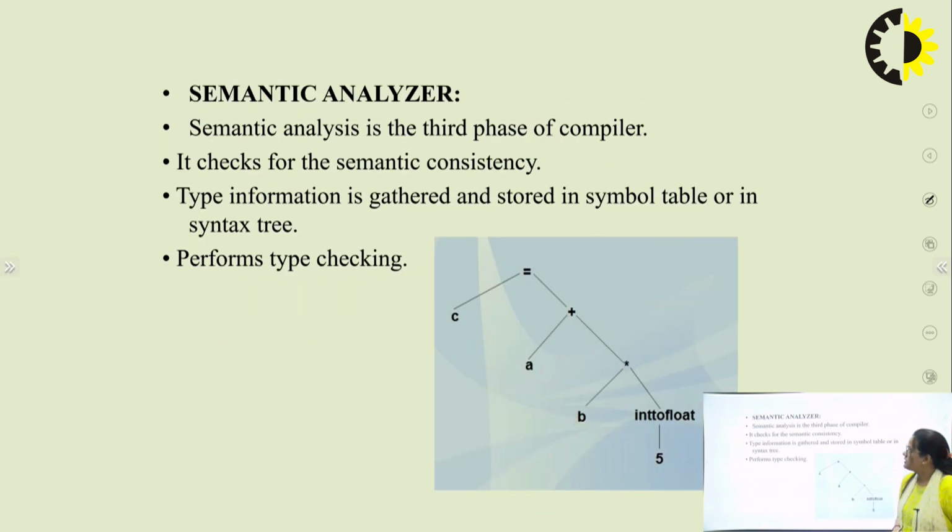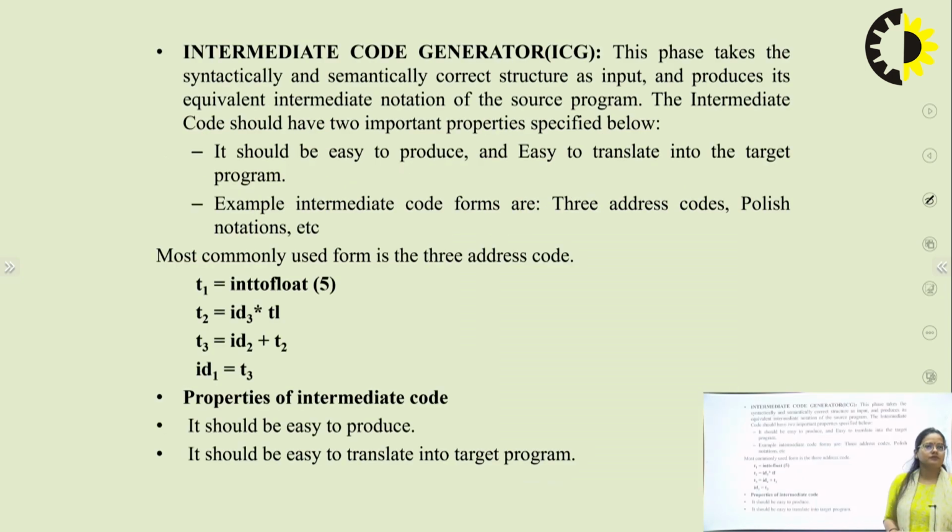Next phase is the semantic analysis phase. Semantic analysis is the third phase of the compiler. It checks for semantic consistency. Type information is gathered and stored in the symbol table or in the syntax tree. Type checking is performed by the semantic analysis phase. So after that, this is the output of the semantic analysis phase: we convert the 50 into float.